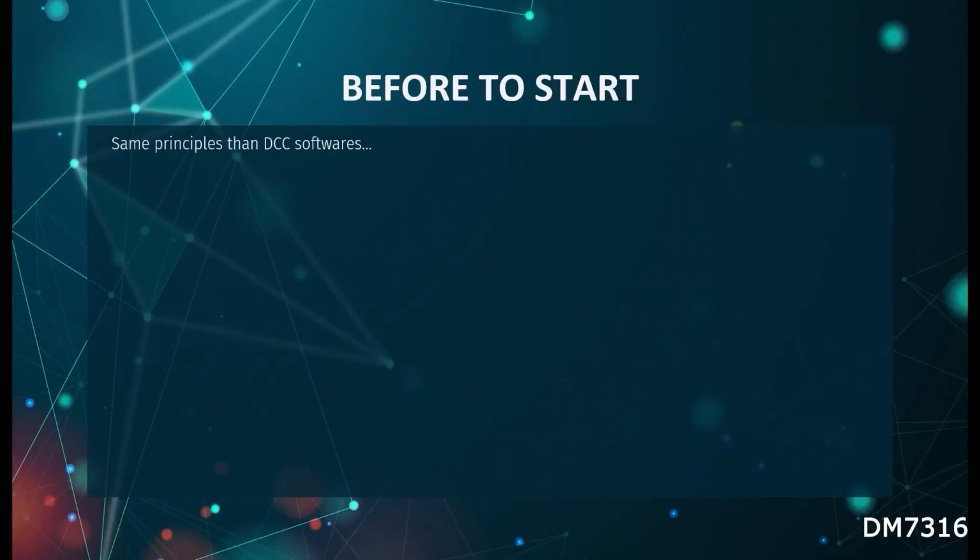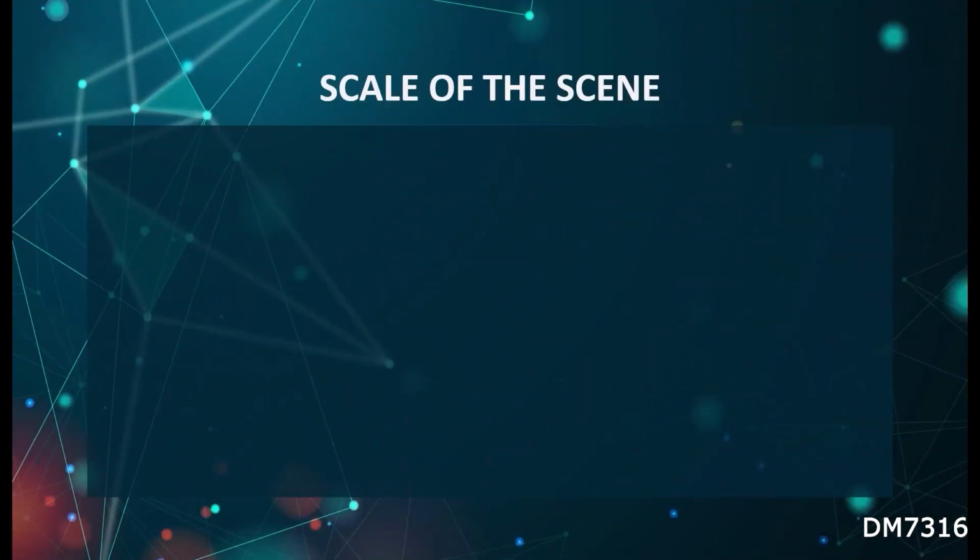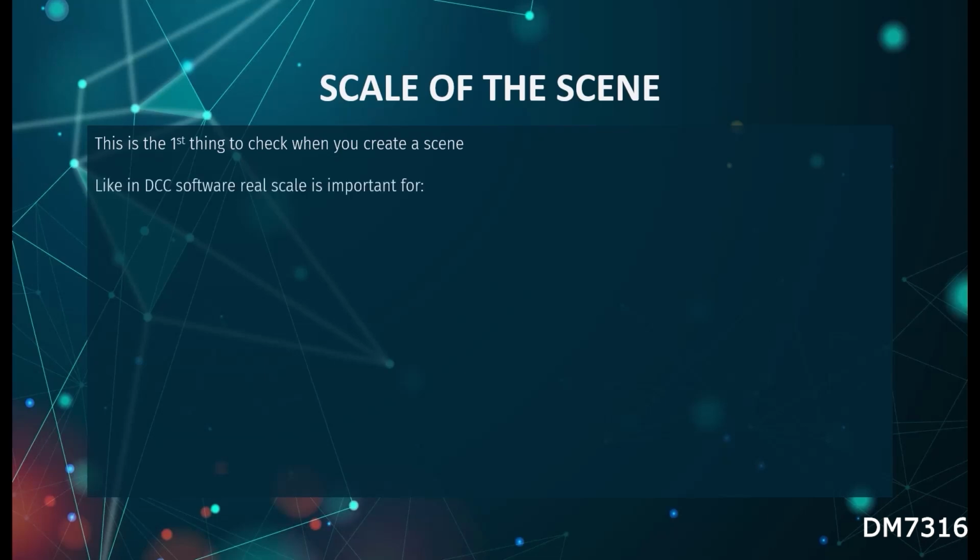Before we start, same principles as the DCC software. One super important thing is the scale. So always check your scale. Be sure your scene is at the good scale before you do something complicated. Every semester we see students who make this mistake. Why is it important? Because the lighting is based on physics. You know, there is a decay in the lighting. The photons lose their energy with distance. So if you are with the wrong scale, your lighting will not be so realistic. Or it can, but it will be more difficult for you.